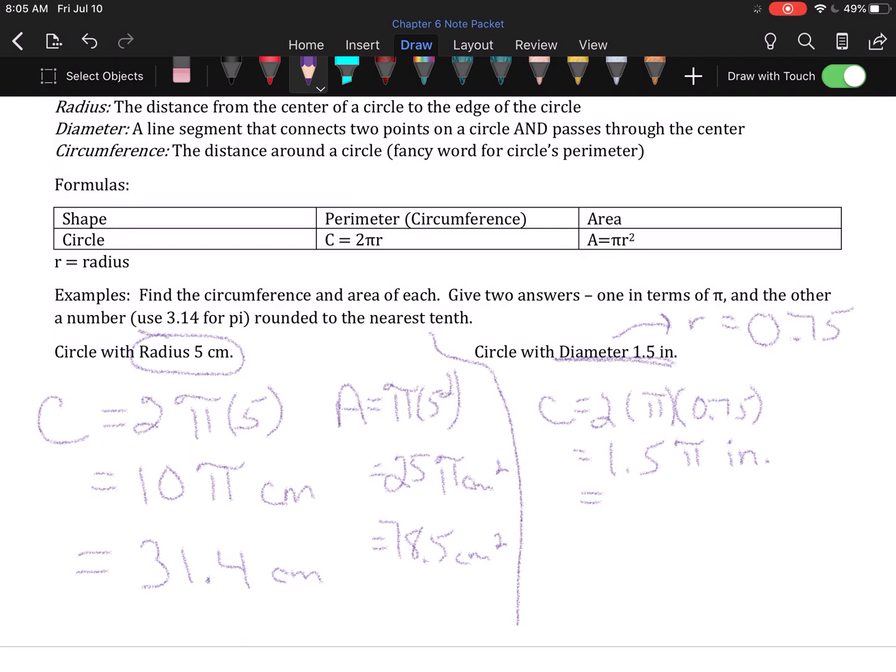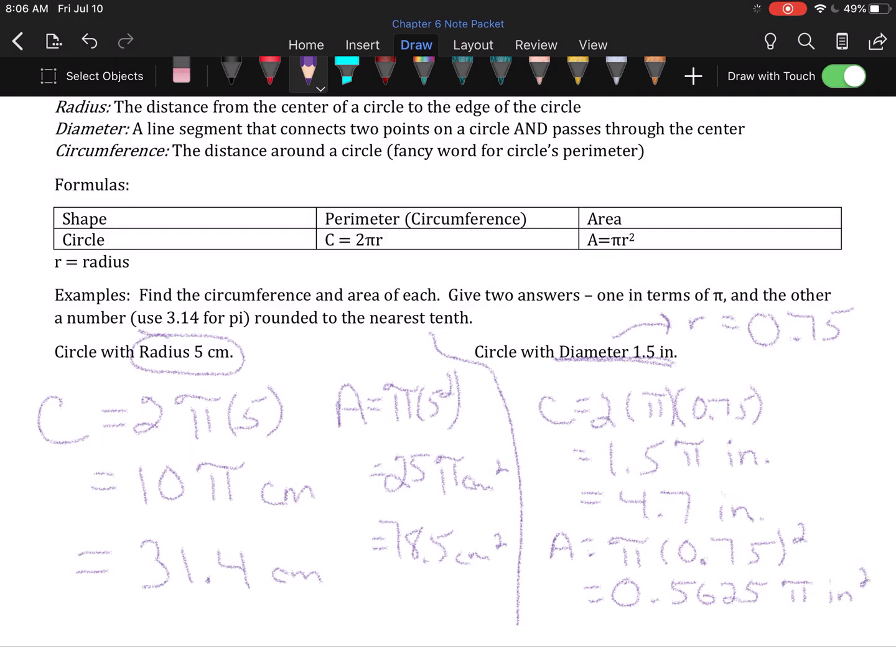To change that to a decimal form, we will do 1.5 times 3.14. That's 4.71. The directions say round to the nearest tenth. So we're going to call it 4.7. For area now, area is pi times the radius squared. So pi times 0.75 squared. Going to do 0.75 squared. That is 0.5625 pi. And this is an area, so it's inches squared.